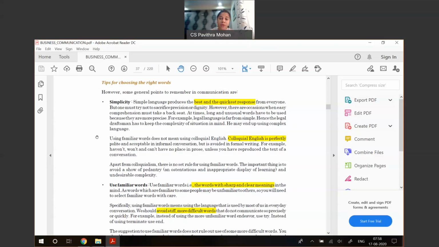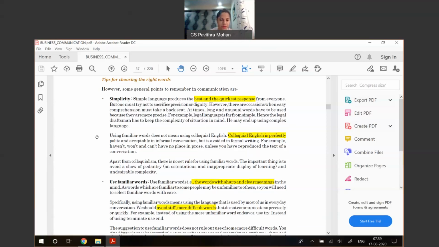Then colloquial English is perfectly fine. That is, if I'm talking with a huge audience, like my shareholders, if you're working for a listed company, you'll have lakhs of people as your shareholders. If I'm talking to such people, then kindly keep to colloquial English. That is the day-to-day English we speak, and don't go into any high-level vocabulary. If you go into high-level vocabulary, it will be difficult for them to follow the words or what you're trying to tell.